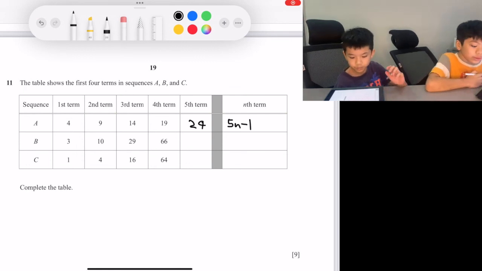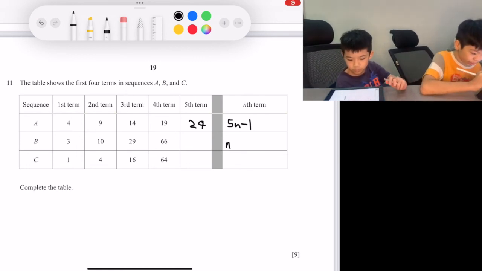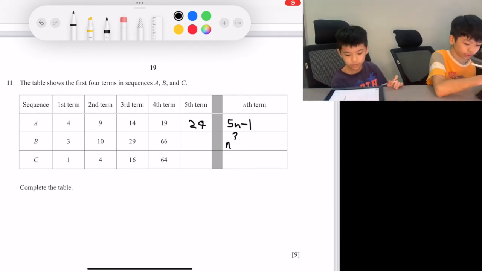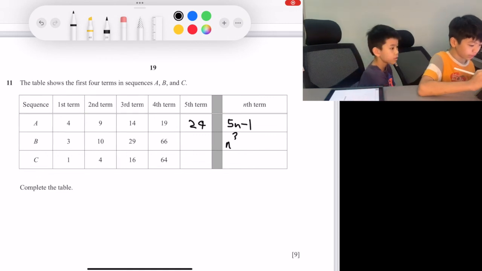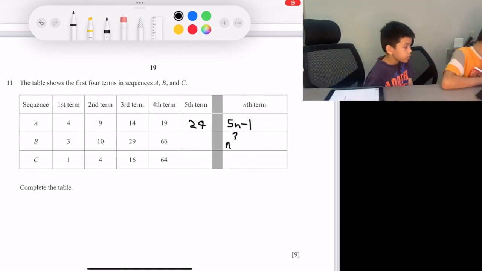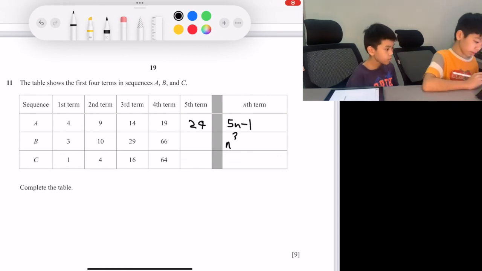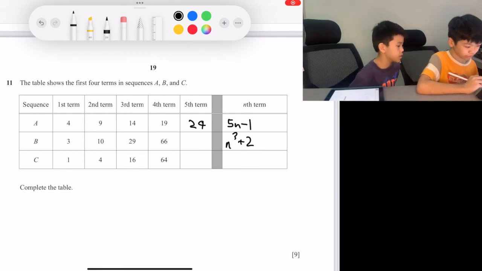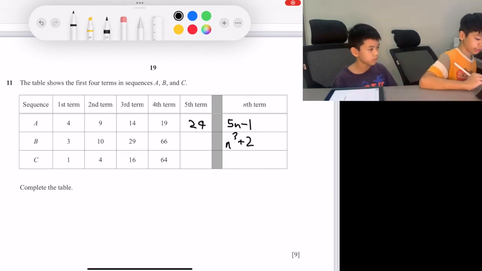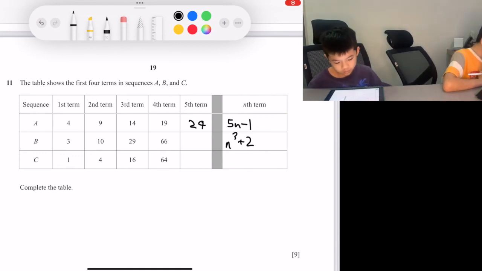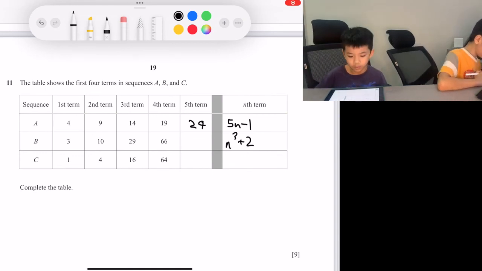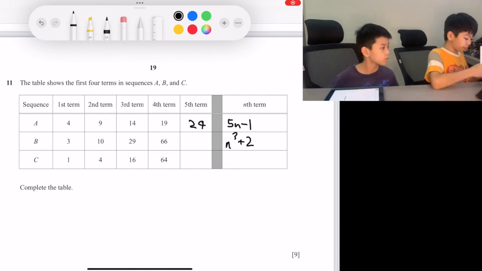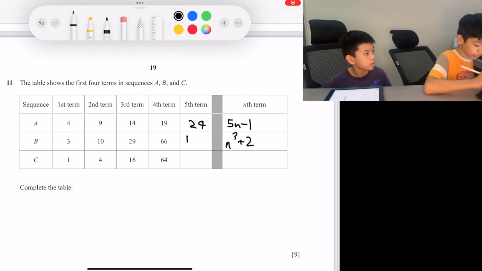And for b, if we take n cubed, then that would be 1 cubed. Then wait, we'll do the second term. So n cubed is 8. Let's try n cubed plus 2. Yes, it's n cubed plus 2. Then we can just test it out. So 3 cubed plus 2 is 29. Okay, so then on the fifth term, 5 cubed plus 2 is 127.